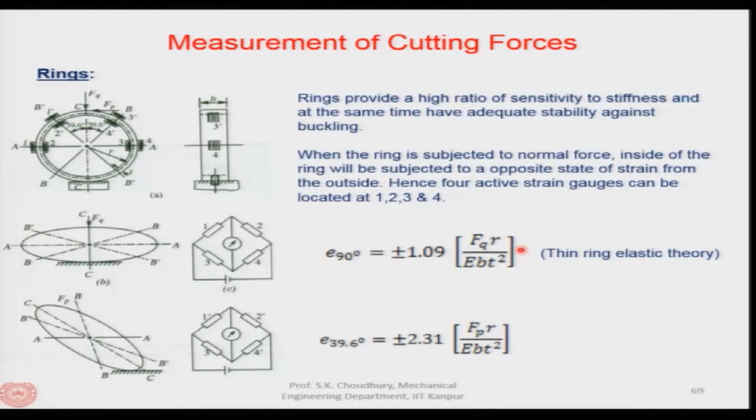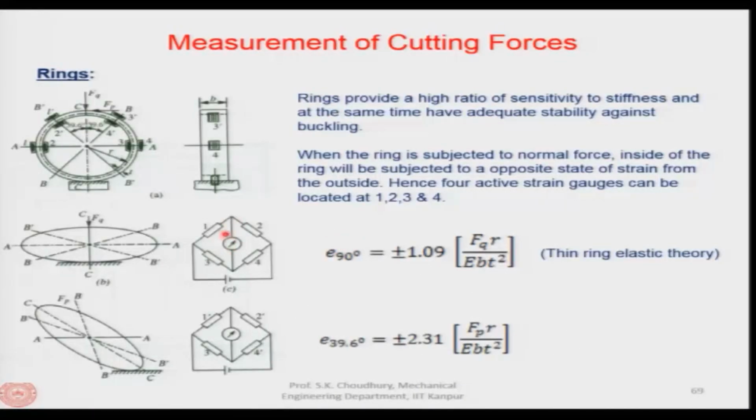So, this is the principle by which forces can be measured using different kinds of structures, be it a cantilever beam, a ring dynamometer or a ring structure. Here the strains are measured from the Wheatstone bridge, and knowing the value of R, the Young's modulus of the material, and the physical parameters B and T, we can find out the value of FQ or FP.